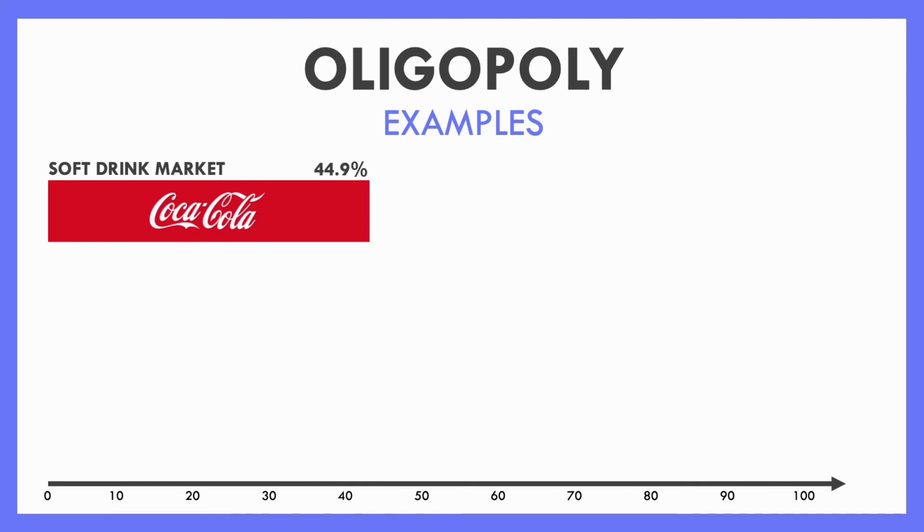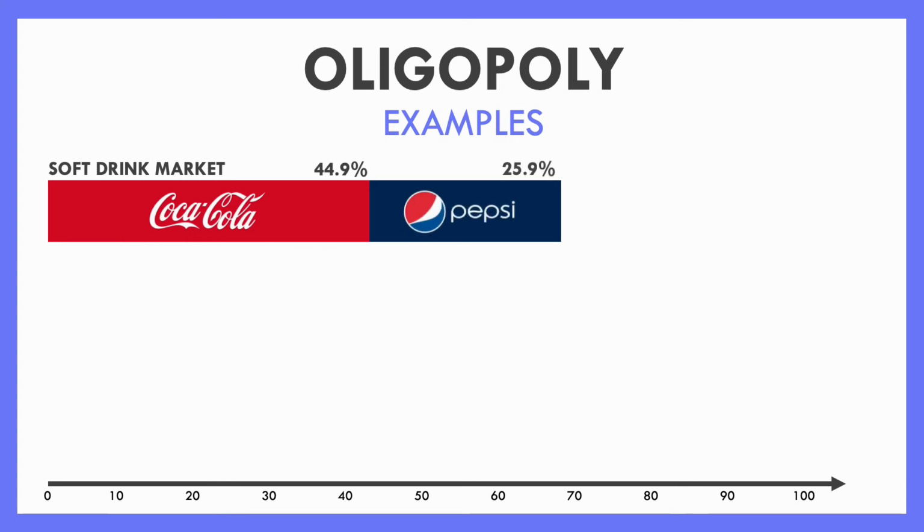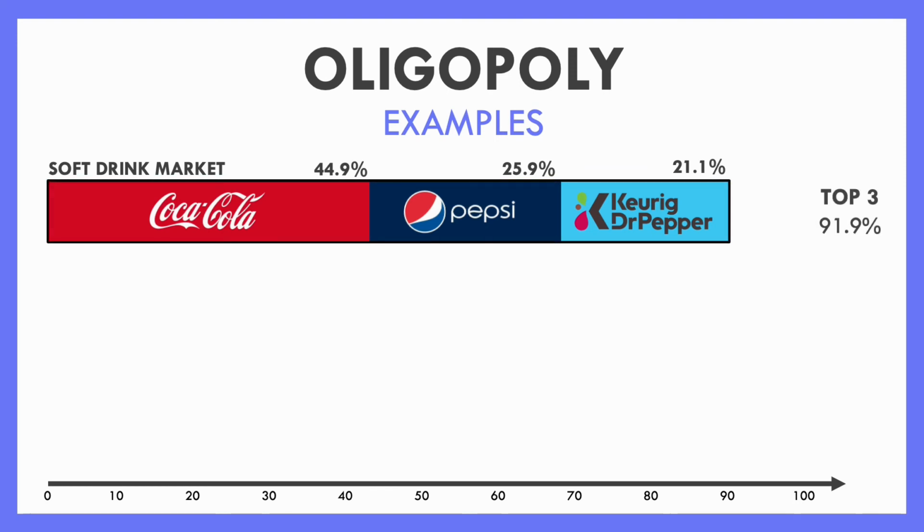Second to Coca-Cola would be Pepsi, which I think is pretty obvious. Last I checked, they had 25.9% of that pie. And then finally there is a third, Keurig Dr Pepper, and they own another 21.1% of that drink market. If we add all three of these up, the three of them have 91.9% of the market. That's a massive amount. That leaves less than 10% for those other smaller companies. When we talk about an oligopoly, we're saying that power is very concentrated at some of those higher ups.